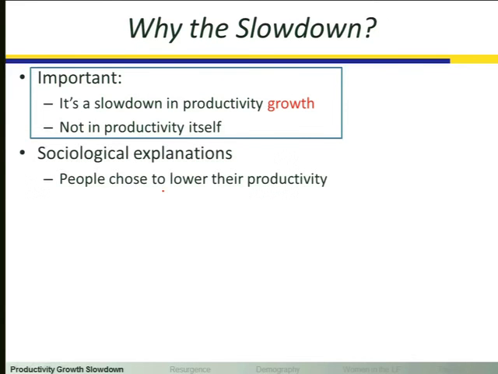Sociological explanations. One set of explanations that people offered were what are called sociological explanations, and these were basically that people chose to lower their labor productivity. So output per worker, labor productivity, how much output does a worker produce in an hour? Some of these sociological explanations would be tied to tax rates, and so you had the explanation that people were really mad about how high taxes were, and therefore they chose to slow down on the job.